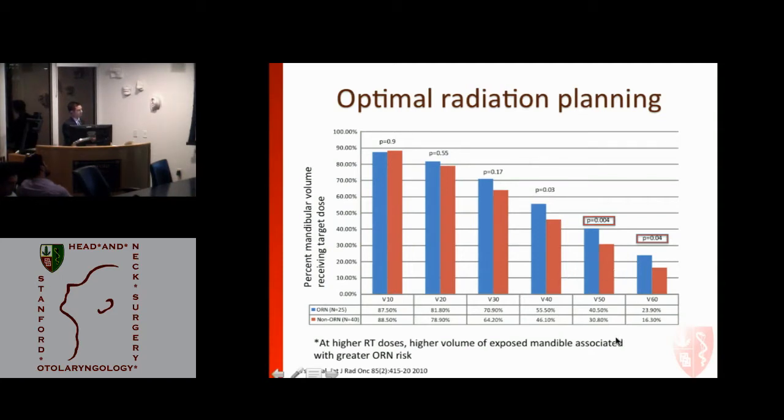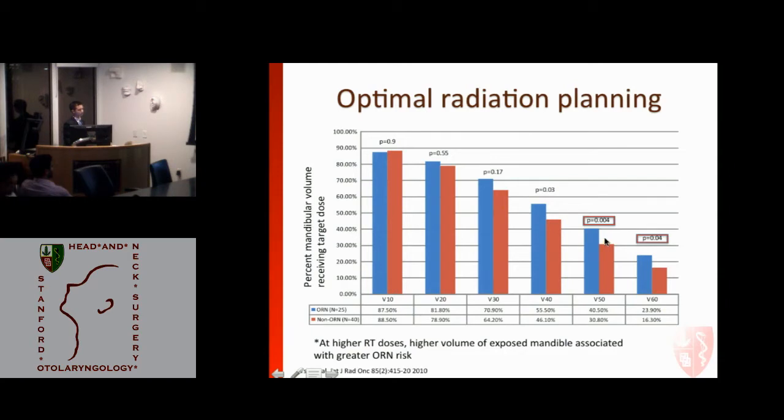She showed me this. What you'll see on the y-axis here is the percent volume of the mandible that was exposed to a certain dosage of radiation therapy. And then on the x-axis, V10, V20, these numbers basically mean the dosage of radiation therapy that was administered. So for example, V50 means what volume of the mandible received 50 gray of radiation therapy. In this case, in a cohort of patients with ORN 40%, versus in the cohort of patients without ORN with head and neck cancer 30%.